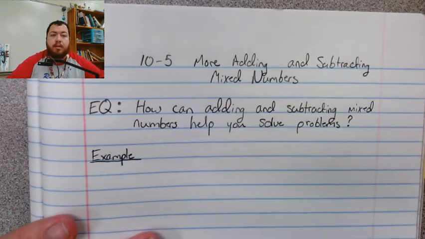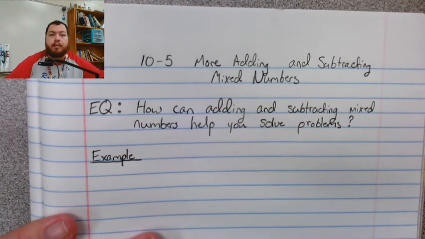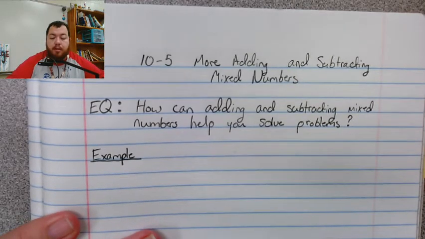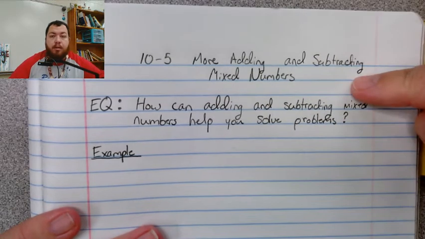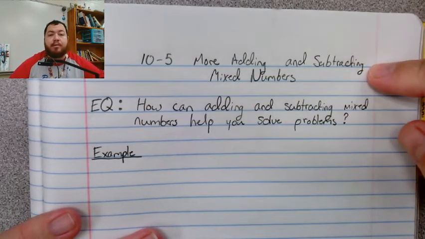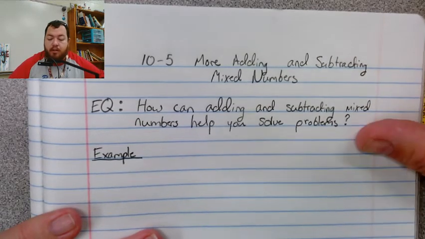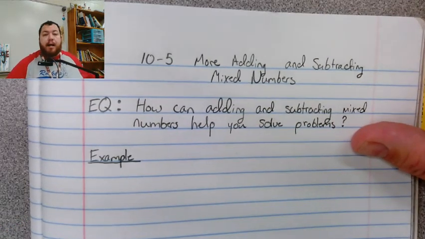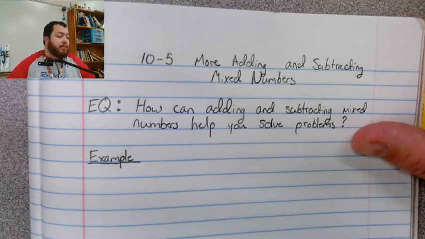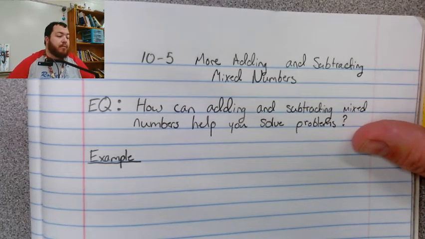So, the first thing we need to do is make sure we update our table of contents and our math notebooks. After we've updated them, we need to go ahead and write down our lesson number, which is 10-5. Our title, more adding and subtracting mixed numbers, and then our central question: how can adding and subtracting mixed numbers help you solve problems?